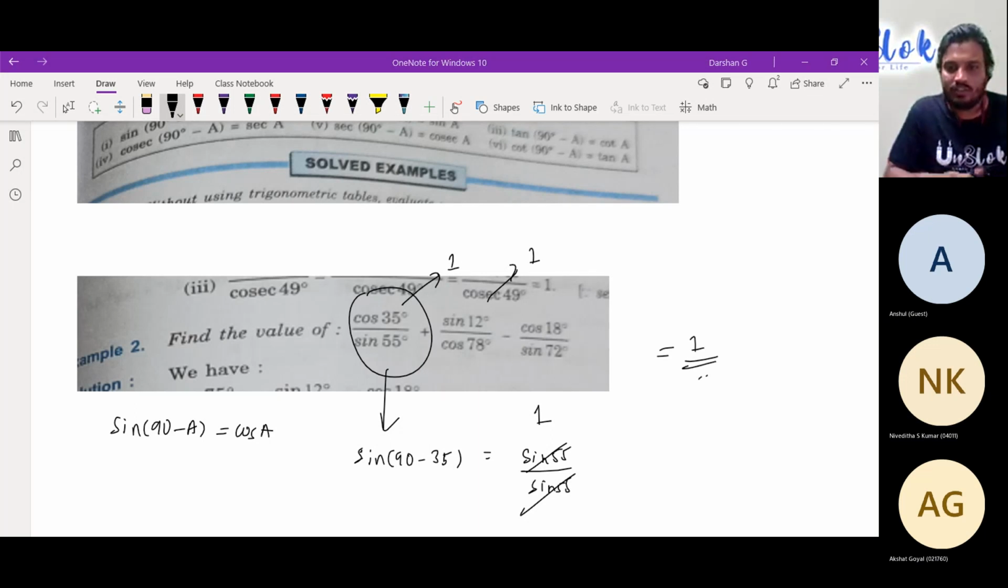Hope Akshat, you got this. Yes, sir. And I thought of telling Anshul. Sorry, Anshul, I hope you got this question. Yes, sir. Okay, it's very simple actually.